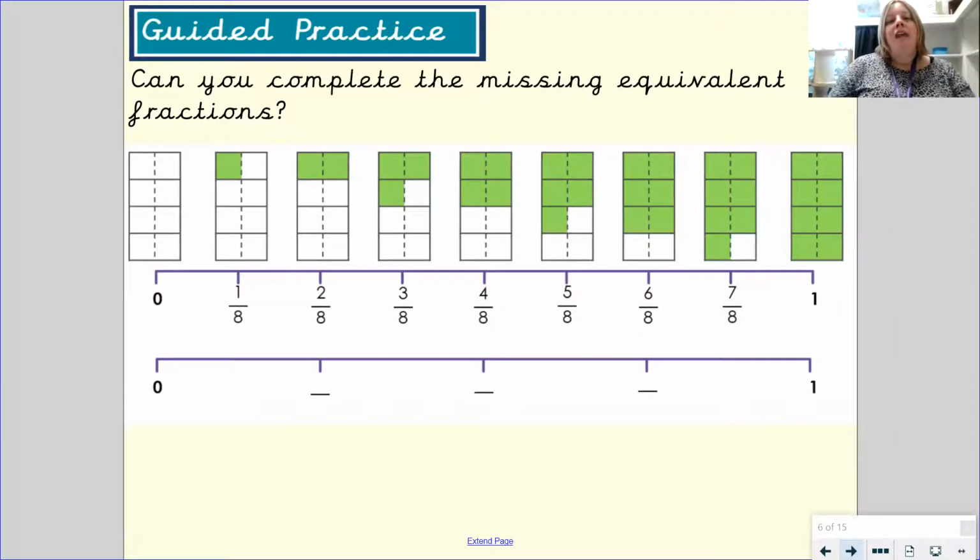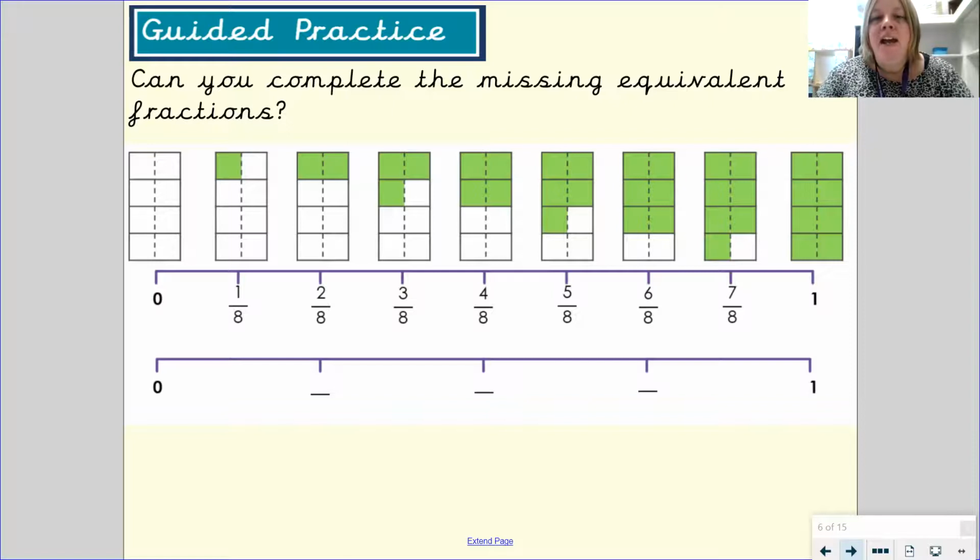What I would like you to do now is have a go at completing the missing numbers on the number line using equivalent fractions. If you look at the number line at the top, you can see that it starts at 0 and we count up in 1/8 each time. So we go 0, 1/8, 2/8, 3/8, 4/8, 5/8, 6/8, 7/8, 1.